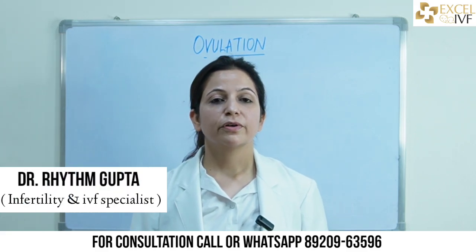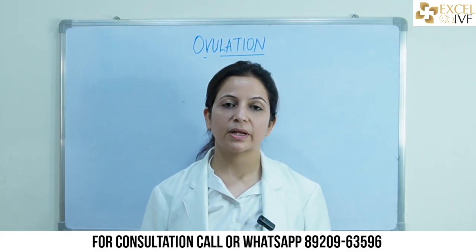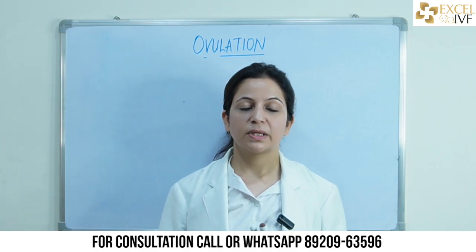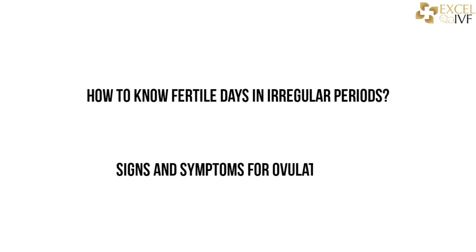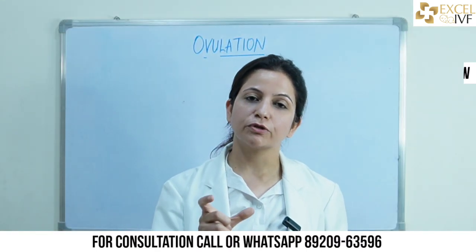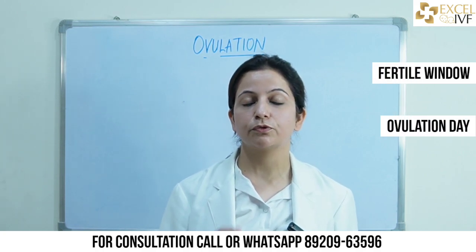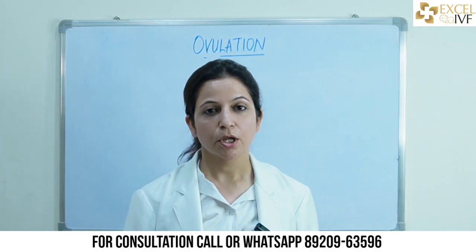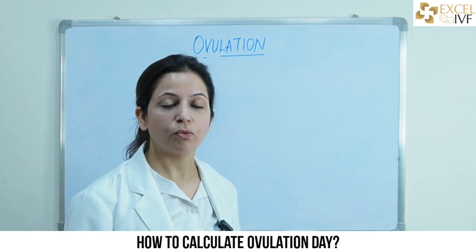Hi, a lot of our viewers are planning pregnancy, but because of cycle irregularity, many a times we get this query: how do we exactly know what are our fertile days? Are there any signs and symptoms or some aids by which we can calculate our fertile window, find out the ovulation date, and try in that period for maximum chances of conception? So let's understand how somebody can calculate the ovulation day.